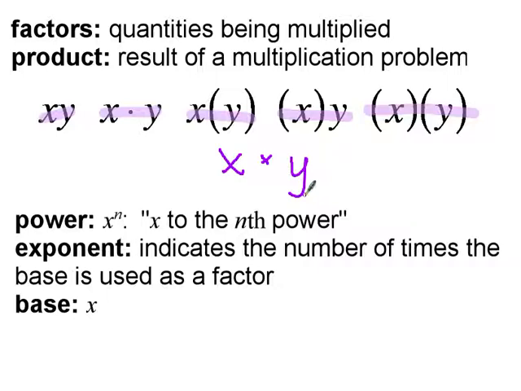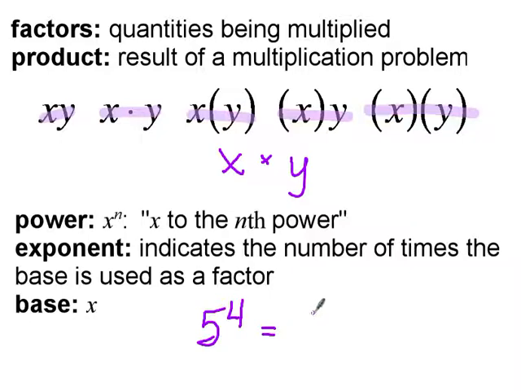A power. This is review as well. X to the n means x to the nth power. So it could be x to the 4th power, x to the 3rd power. The exponent indicates the number of times the base is used as a factor, and the base is referred to as x. So for example, if I had 5 to the 4th power, what does that mean?